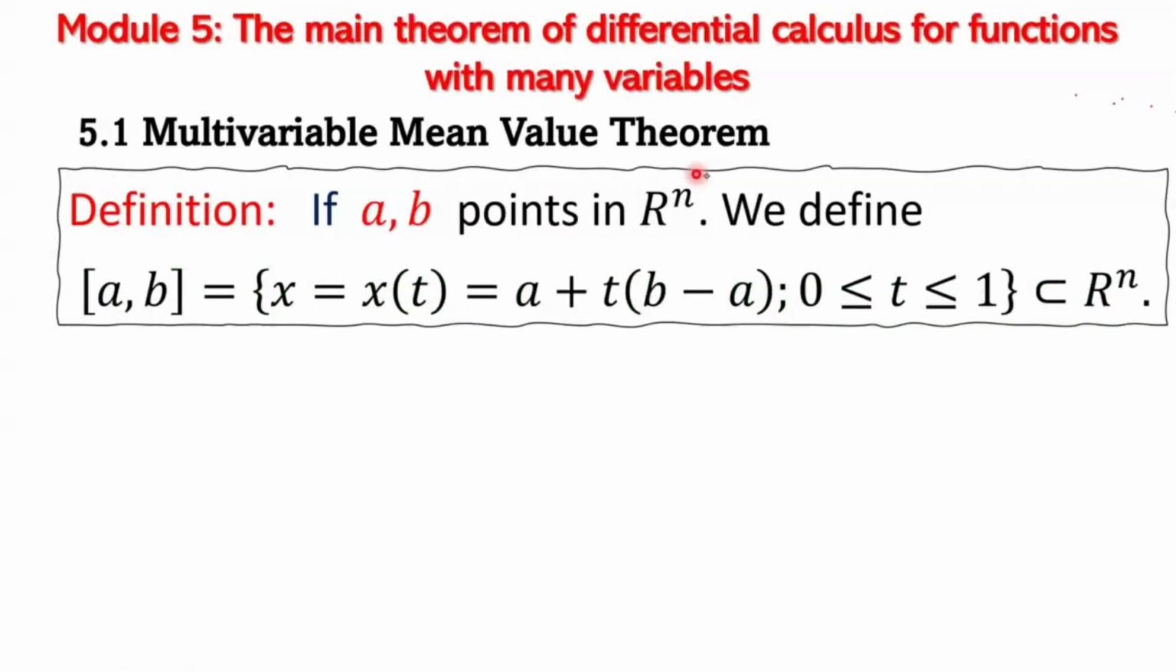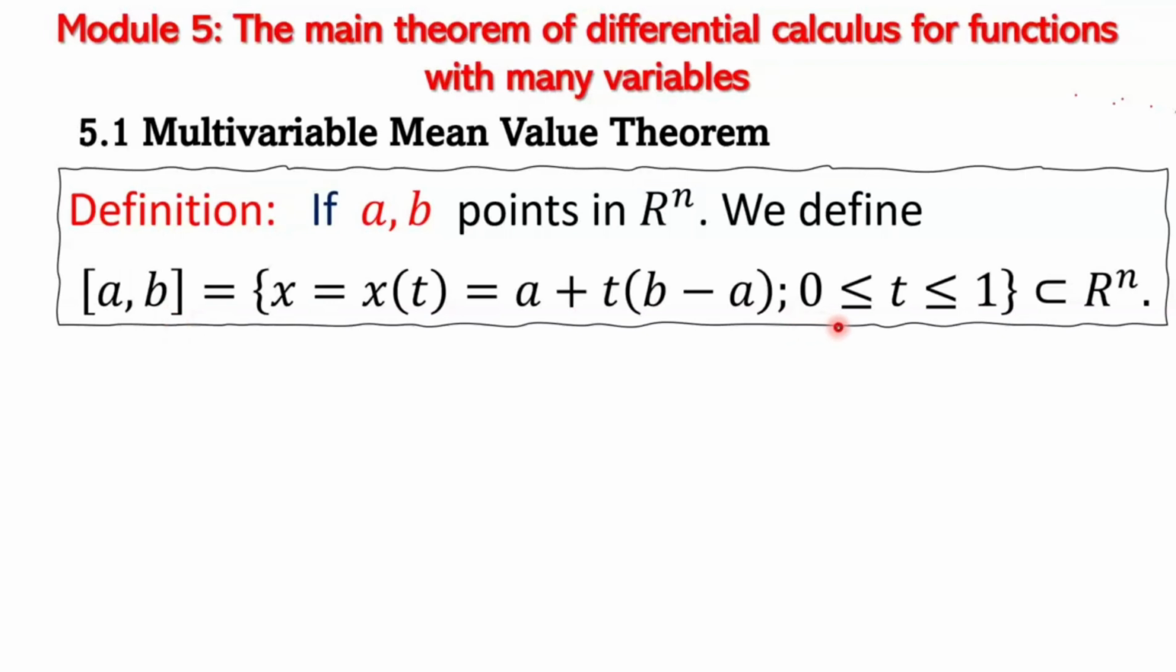Before stating the mean value theorem, we recall the following definition. If A, B are 2 points in R^n, then we define the closed interval AB in R^n in parametric form as x = x(t) = A + t(B − A), where t is from 0 to 1, a subset of R^n. So this is the interval AB, which we define in R^n.